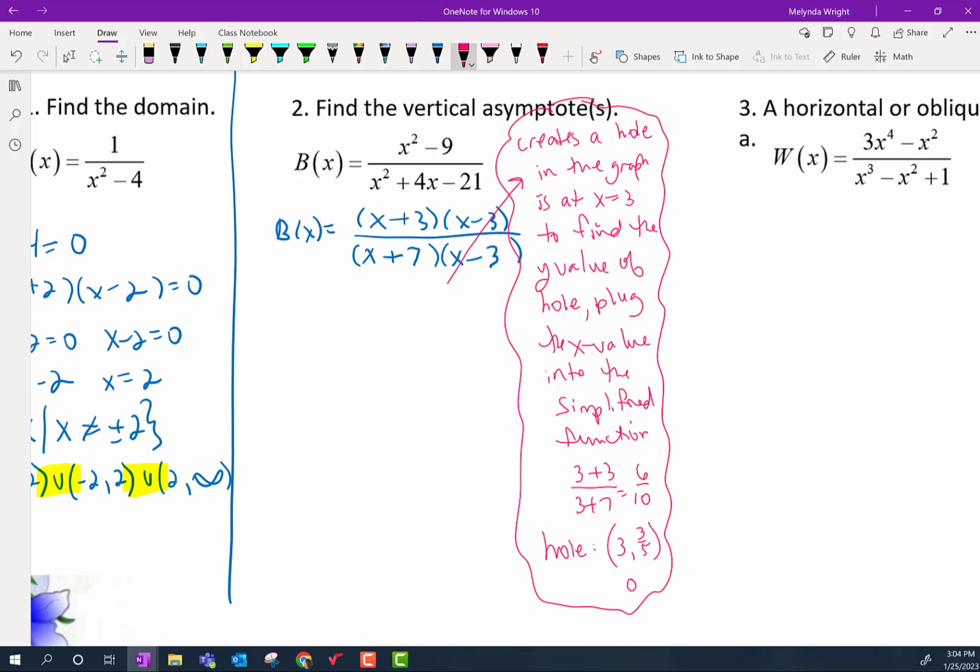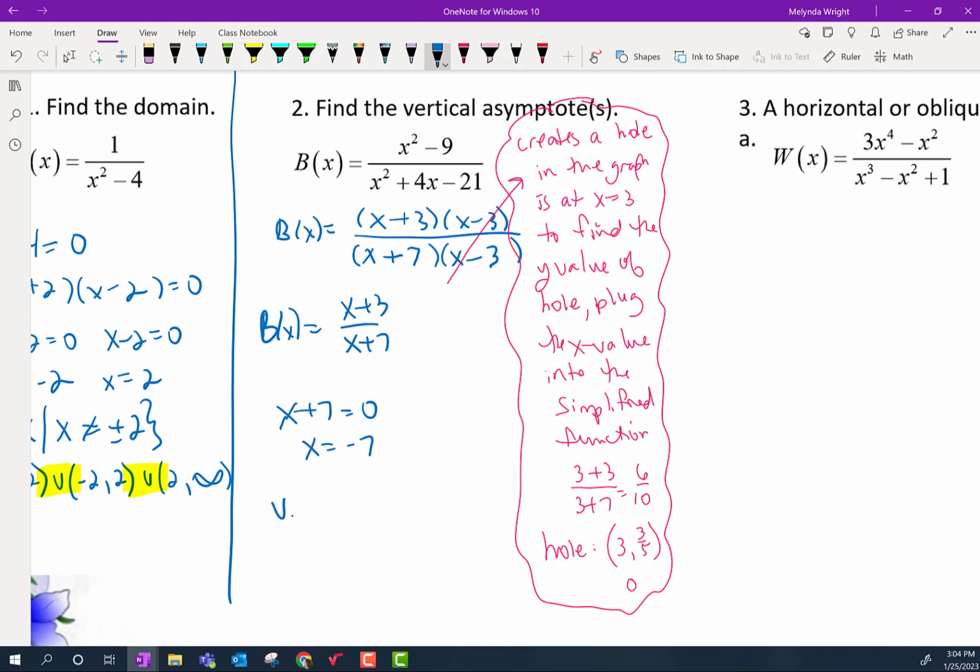Okay. So let's finish our simplified version of this. This rational would be b of x is (x plus 3) over (x plus 7). I mean, that's the simplified version. So to find the vertical asymptote, we would take the denominator, x plus 7, and set it equal to 0. So x is going to be negative 7.